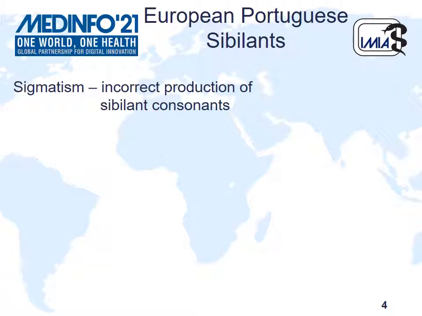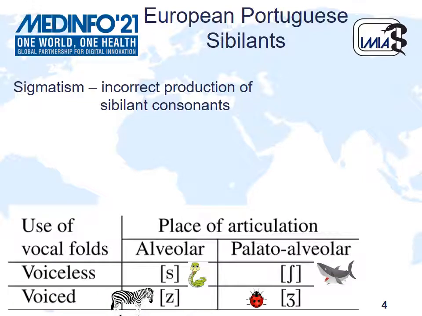So the games proposed here address the European Portuguese sibilant consonants. And these are the sounds S as in snake, Z as in zebra, Sh as in shark, and J as in the Portuguese word joaninha, which is ladybug. And it's almost like the sound in Asia.